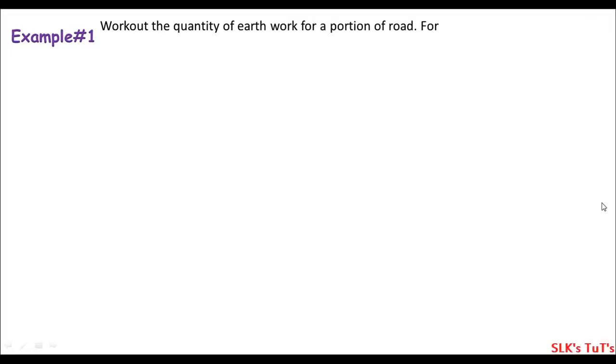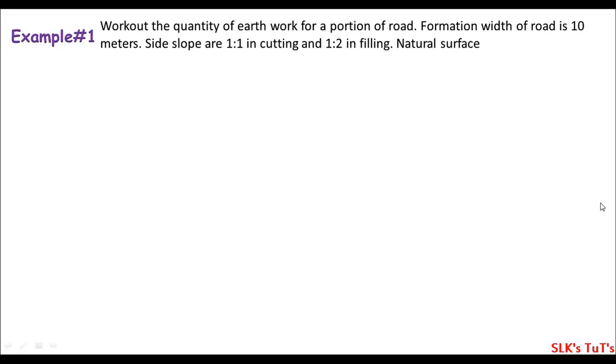Let's say this is example 1. In this example, we have a portion of a road and we are asked to work out the quantities of earthwork for this portion of road. The formation width of the road is 10 meters. The side slopes are also given: in cutting we have 1 and 1, and in filling we have 1 and 2. The natural surface level and the formation level at different stations are given as below.